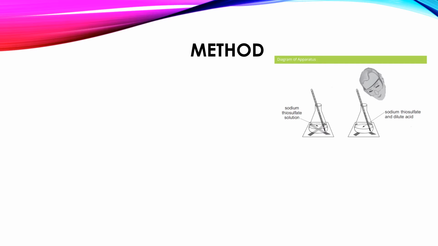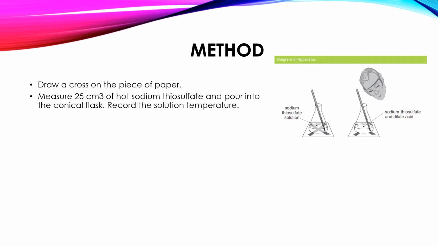So for the method, I have again included the apparatus diagram, so hopefully it'll help you follow this a little bit easier. You are going to draw a cross on your piece of paper. You are going to measure 25 cm³ of hot sodium thiosulfate using the 25 cm³ measuring cylinder and pour it into the conical flask, recording the temperature of your solution.